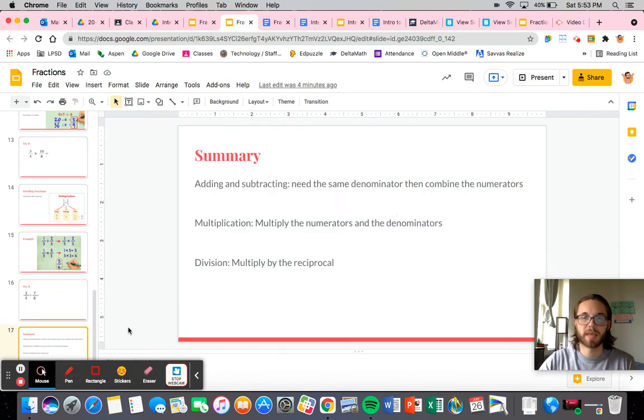So at the end of the day, in terms of what we're doing, when adding and subtracting, you need to get the same denominator, then just combine the numerators. Multiplication, you just multiply the numerator times the numerator, denominator times denominator. And with division, you multiply by the reciprocal, right? You leave the first fraction alone, you have multiplication, and then you take the other fraction and flip it. And that, again, just comes from division, where you're writing it as a fraction over a fraction, and to undo the denominator, you multiply by the number in it.